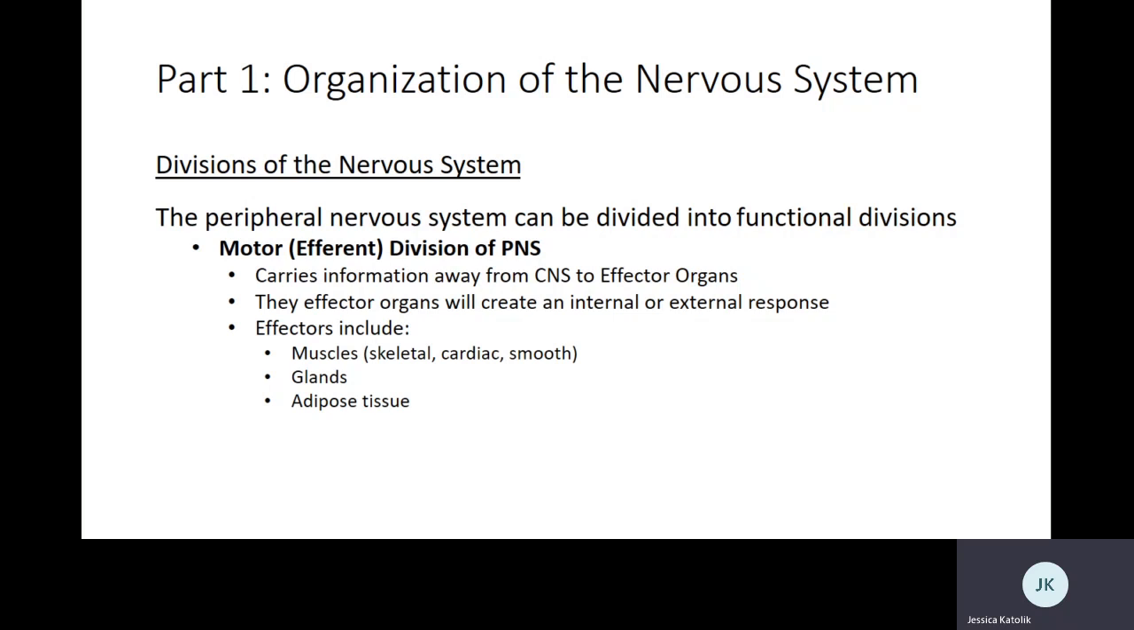Some examples of effectors are going to be muscles. These will include all 3 types of muscles: skeletal, cardiac, and smooth. It'll include glands, like the adrenal gland or the thyroid gland, and adipose tissue. So there will be a response going to the fat of our body, especially during a fight or flight kind of response, and it will help mobilize the fat in our body to be used for energy.